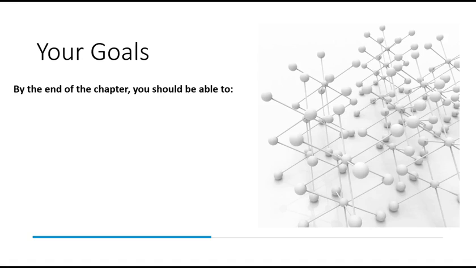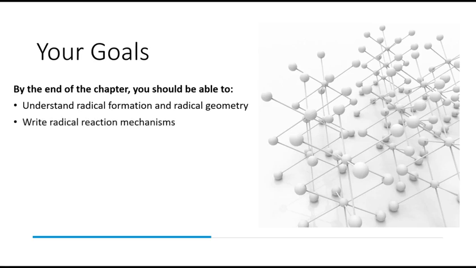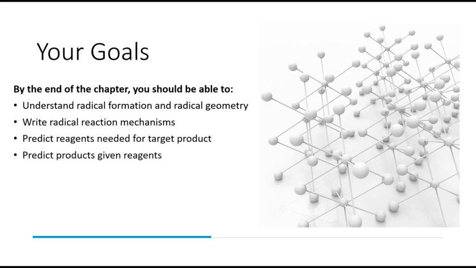Your goals. By the end of the chapter, you should be able to understand radical formation and radical geometry, write radical reaction mechanisms, predict reagents needed for a target product, and predict products given the reagents.